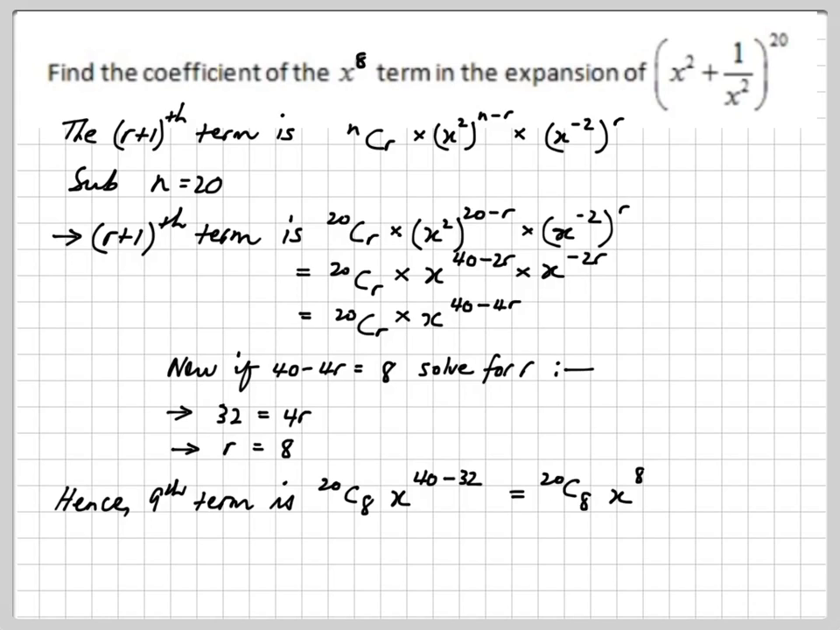Now, that was easy, wasn't it? The coefficient is, and I can't be bothered working it out, so Mr. Box, save me. Thank you, Mr. Box. Do you get it, guys? That's the kind of question I want you to be able to do. Using that little tool of the r plus 1th term, you can always work them out. So please put it on your cheat sheet at the end of the year.